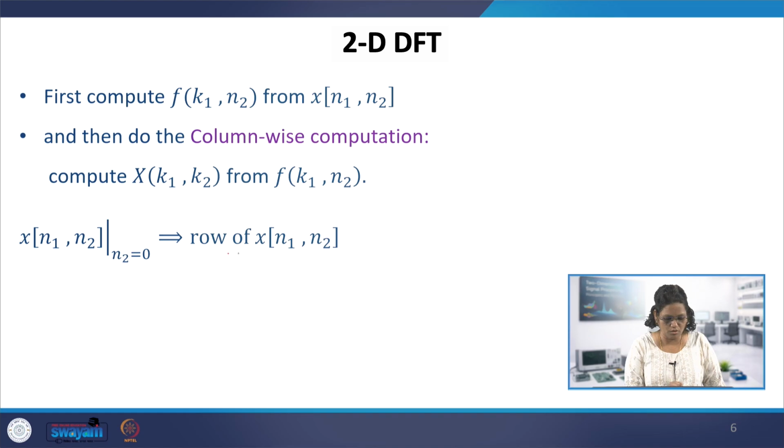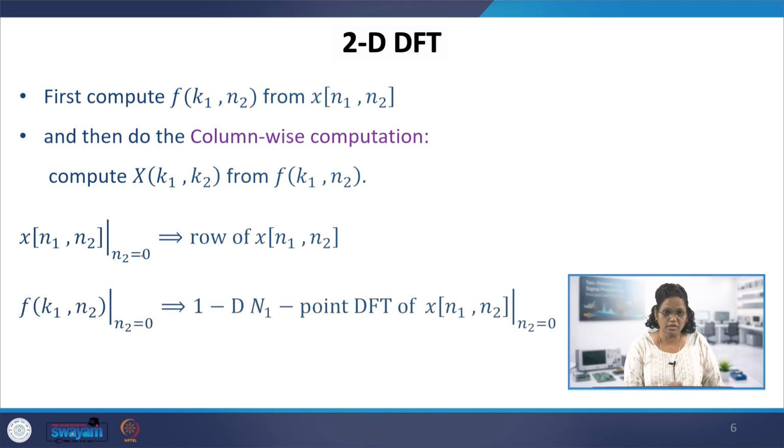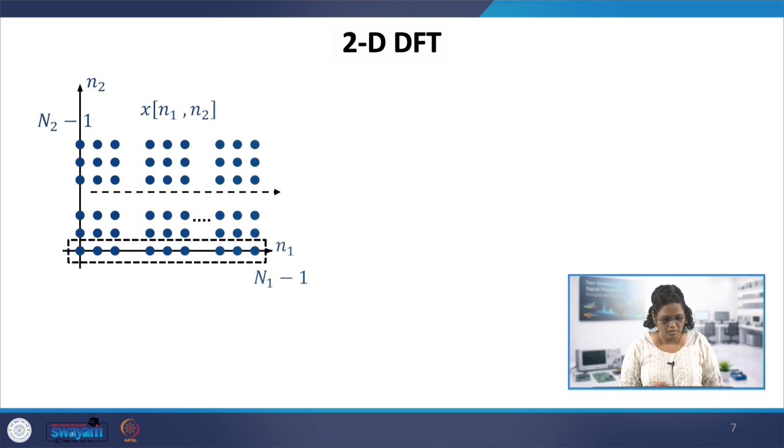Take the row of x of n1 comma n2, that is, row-wise, making n2 0. So taking the 1D n1 point DFT with n2 equal to 0, you would get a value for each n1. Let us see that through the diagram. Here this is the sequence x of n1 comma n2. The samples are in the region of support n1 minus 1 in this direction and n2 minus 1 in this direction. So we have this type of sequence called x of n1 comma n2.